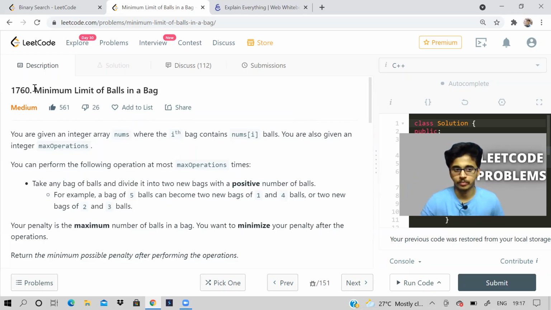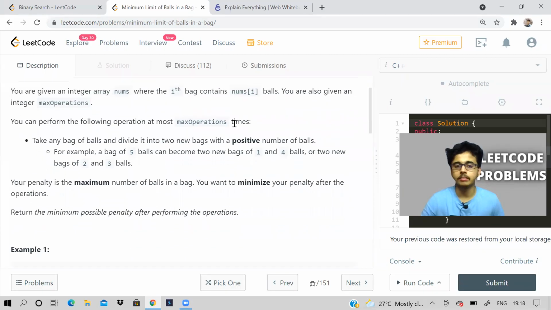So let us see today's problem. What is today's problem? It is called minimum limit of balls in a bag. You are given an integer array nums where the ith bag contains nums[i] balls. Okay, and you're given an integer maxOperations. You can perform the following operation at most maxOperations times. Take any bag and divide it into two new bags with a positive number of balls. For example, a bag of 5 balls can become two new bags of 1 and 4, or 2 and 3.